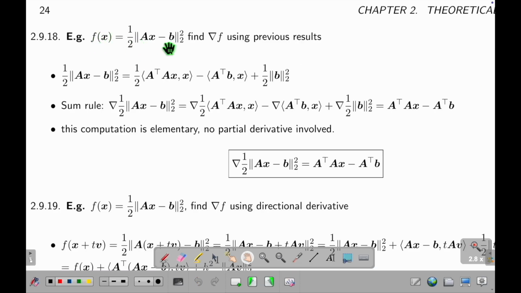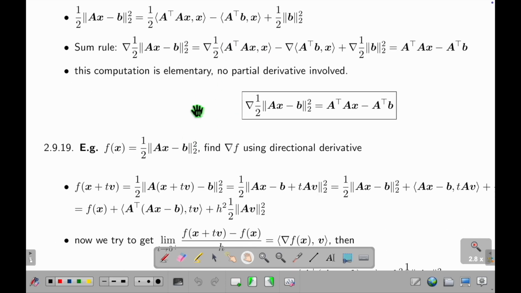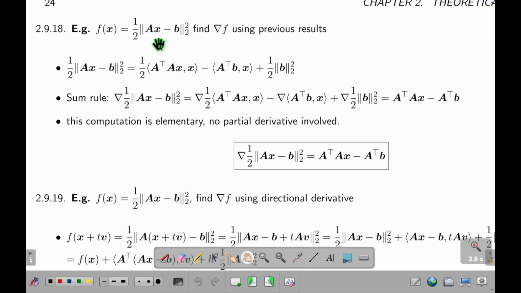Now f(x) is Ax minus b. Find the gradient using the previous result. So I have two ways, and I will demonstrate to you both ways. Let's do the first way.